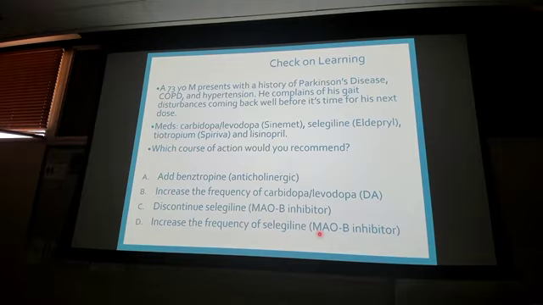And then looking at our question that we have: a 73-year-old male has Parkinson's, COPD, and hypertension. He's having gait disturbances coming back before it's time for his next dose. His meds are carbidopa, levodopa, selegiline, and he has tiotropium, probably because he has his COPD, and he has lisinopril for his hypertension. Which course of action would you recommend?